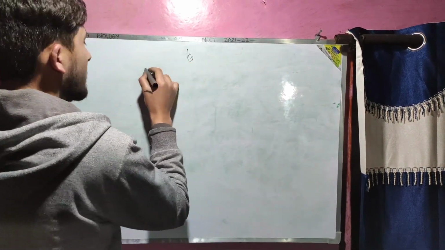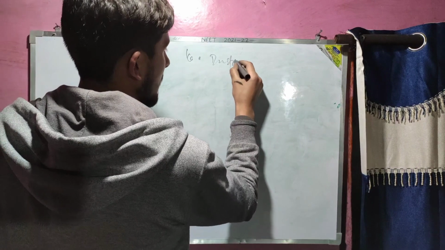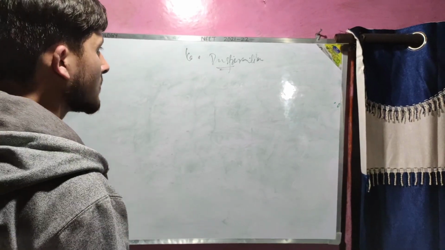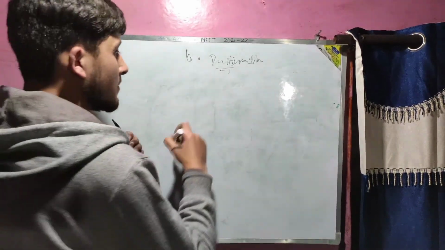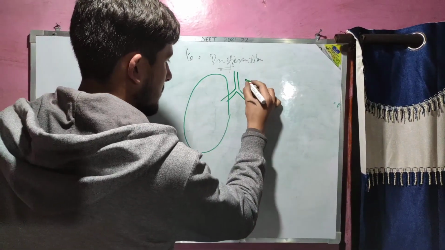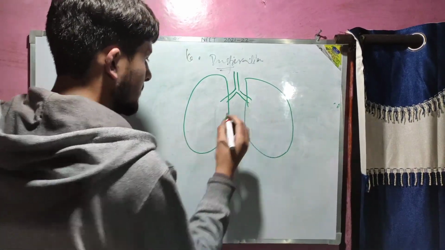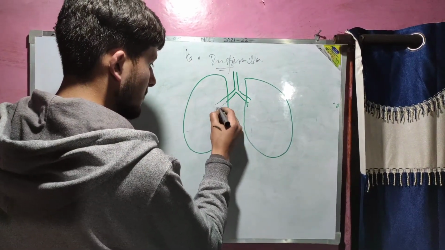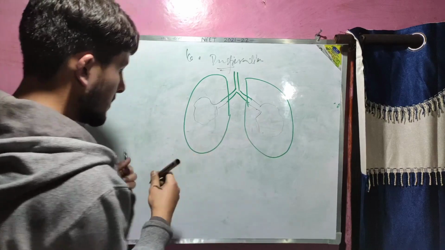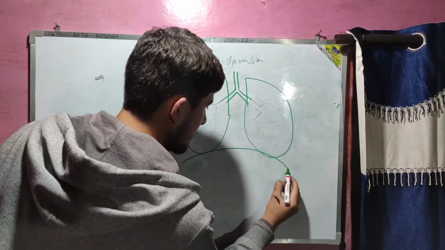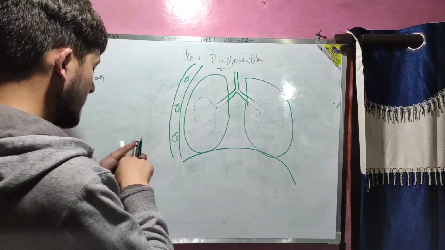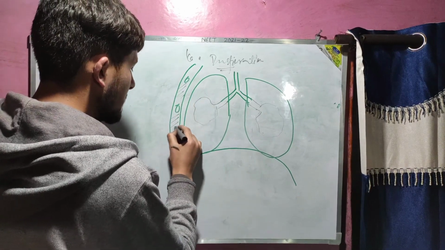Let us now see what happens in inspiration. For example, this is our lungs. This is one alveoli. This is your diaphragm, and these are the ribs, and these are the special set of muscles, external and internal intercostal muscles.